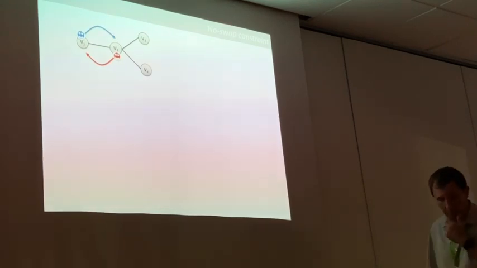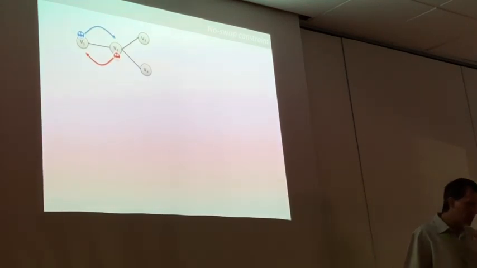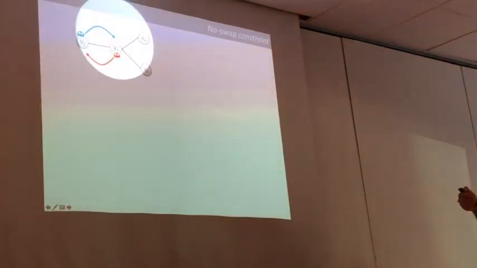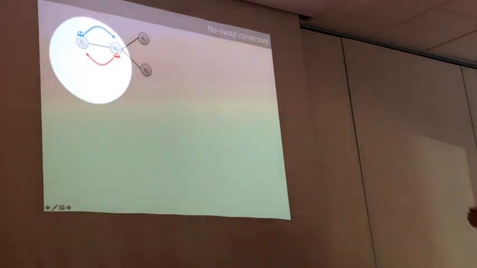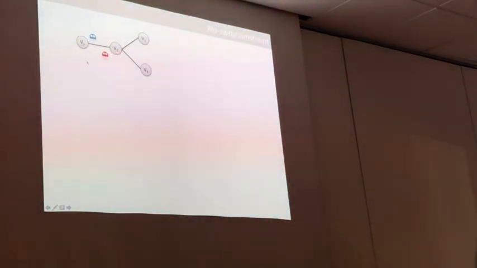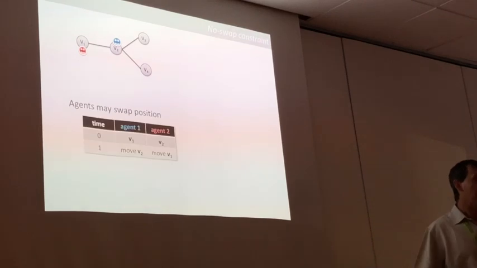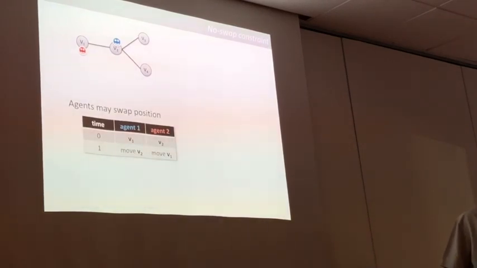So I mentioned the swapping. So let's assume that we have a problem like this one, and the blue agent wants to go from node 1 to node 2, the red one from 2 to 1. So the plan may look like this. Okay? It looks like a collision-free plan because at no time are the agents at the same node at the same time, but obviously we can see that they share the same edge.